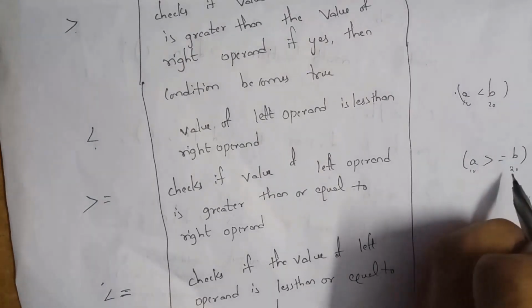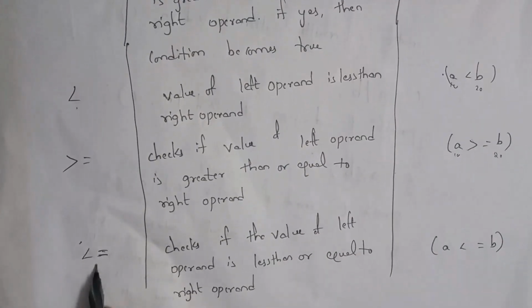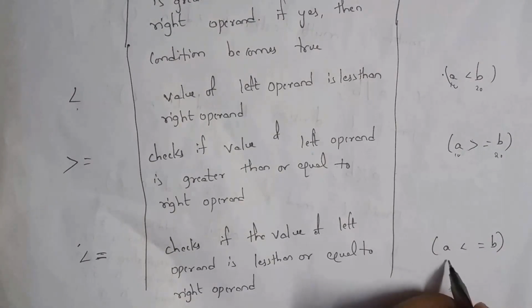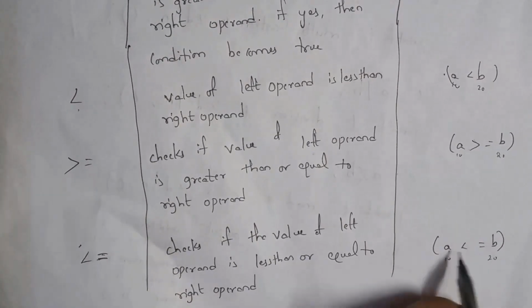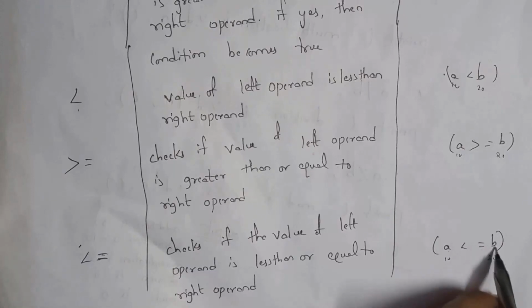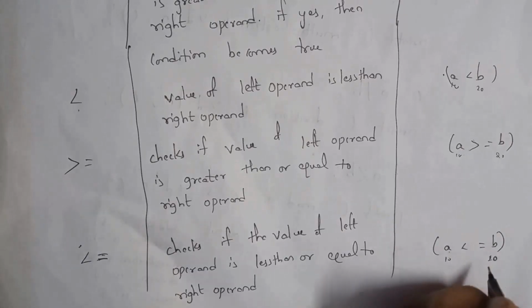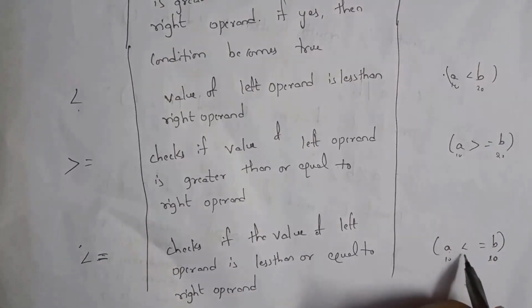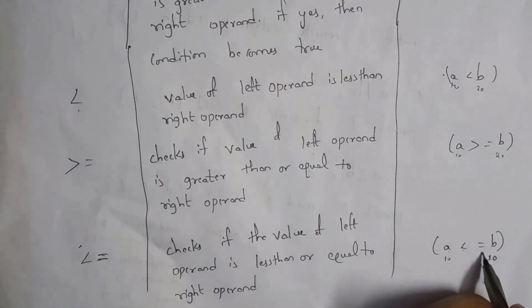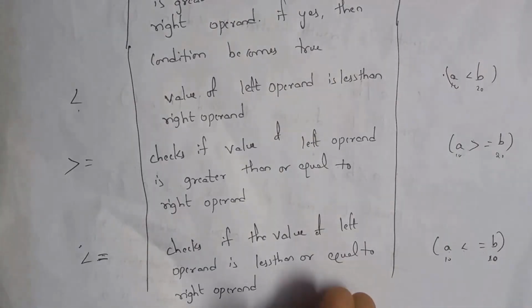Value of A is less than or equal to B. Similarly, last one is less than or equal to. This is how we represent less than or equal to. Here value of A is 10 and value of B is 20. This 10 is less than or equal to B. Condition is satisfied. For example, if value of A is 10 and value of B is also 10, the condition is still satisfied, because here I have written less than or equal to. So if value is less than or equal to, this condition will be satisfied.